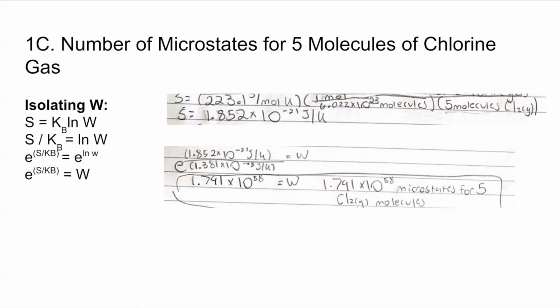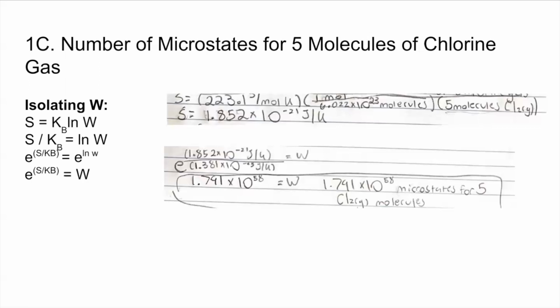And we multiply by 1 mole divided by 6.022 times 10 to the 23rd molecules, just as we did in the first problem. However, because 1C asks for the number of microstates in 5 molecules of Cl2, we then multiply this value by 5 to obtain our final S value of 1.852 times 10 to the negative 21 joules per Kelvin. Using the equation above where we isolated W, we plug in our S value and Boltzmann's constant to get a value of 1.791 times 10 to the 58th microstates for 5 chlorine gas molecules. We also use 4 significant figures for this problem because the S value obtained from the back of the textbook limits us to 4 significant figures.